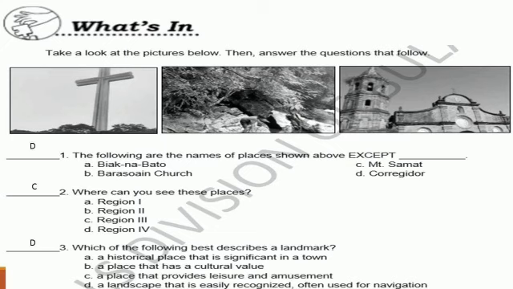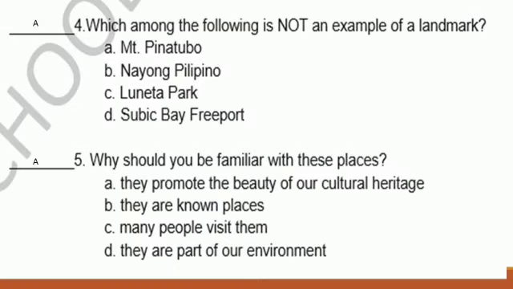Number 3. It's letter D. Yes, because landscape is easily recognized and it is often used for navigation, for us to easily know where we are. Okay, next, number 4, which among the following is not an example of a landmark?